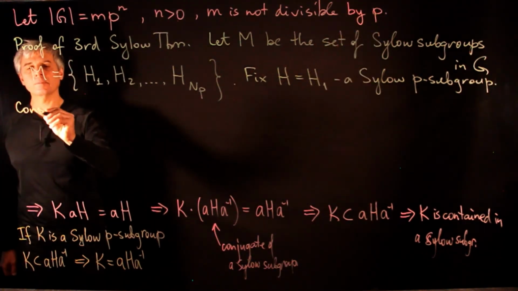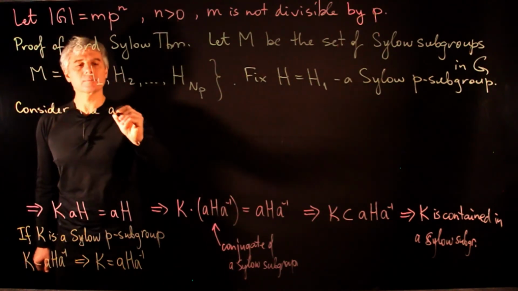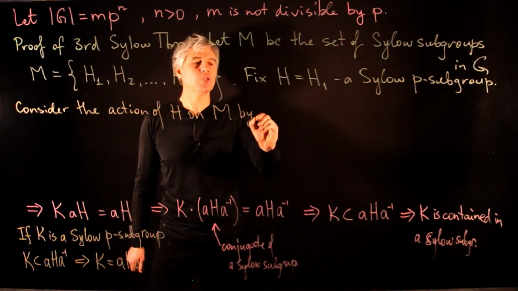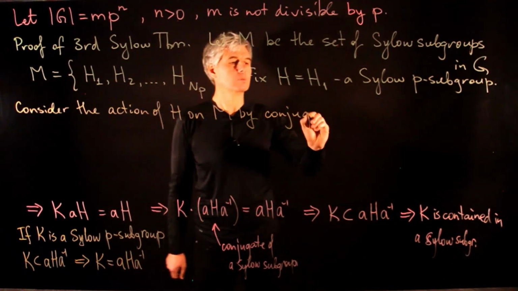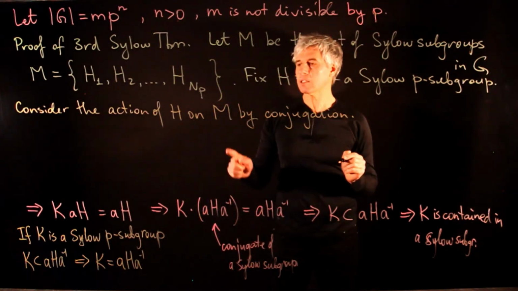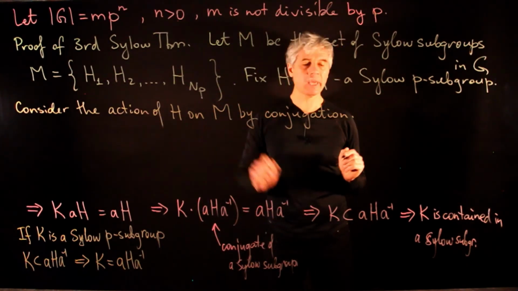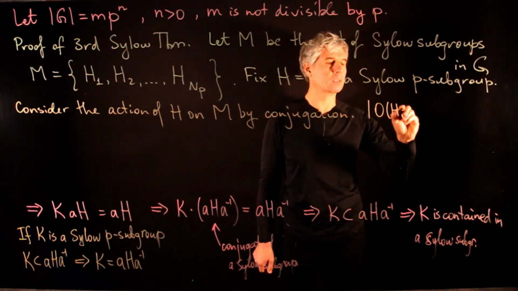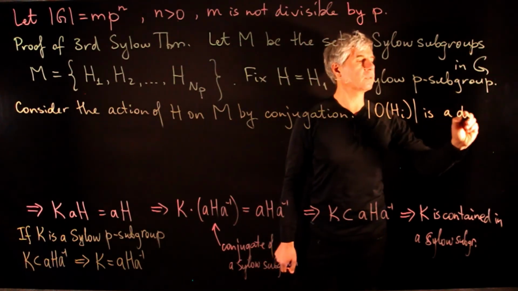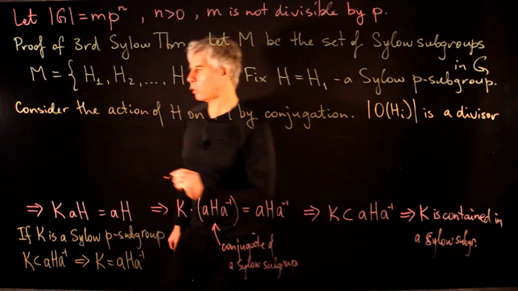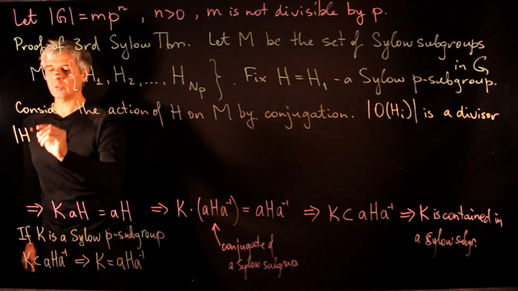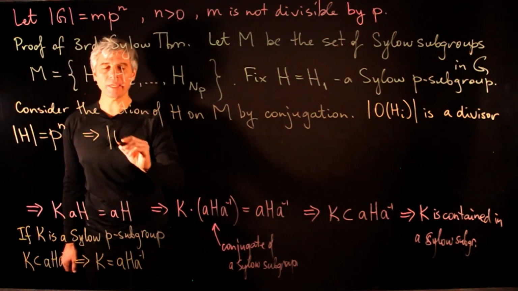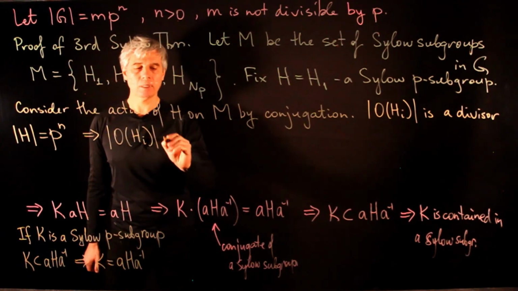We consider the action of H on M by conjugation. Let us look at the orbits in M under the action of H. So we know that the length of each orbit is a divisor of the order of the group. And so here we consider the action of H, and its order is p to the power n. So from here we conclude the length of each orbit is a power of p.